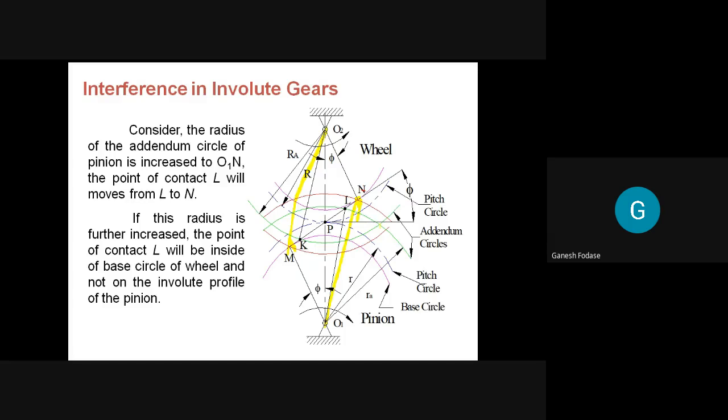Now based on this, we can find out the minimum number of teeth on the pinion and wheel to avoid the interference. This is one important derivation, to find the minimum number of teeth on pinion and wheel to avoid interference. Can anyone tell me how the derivation goes? How can we derive that expression? I told you the maximum addendum radii are O1N and O2M. How can we start that derivation? I'm not going to discuss the whole derivation, but I will give you an idea of how to remember it.